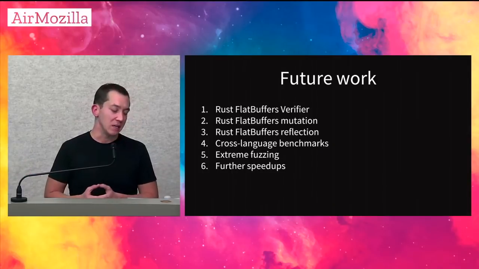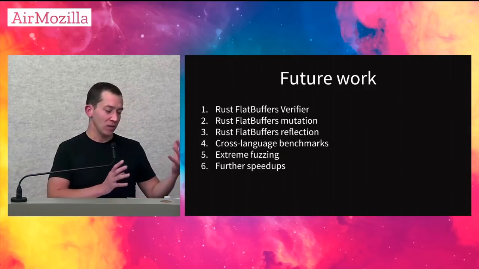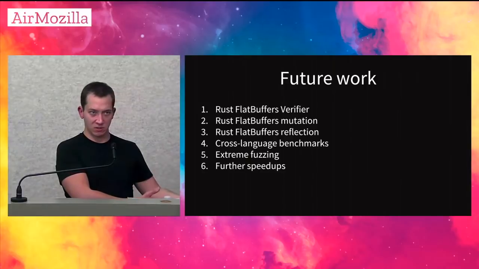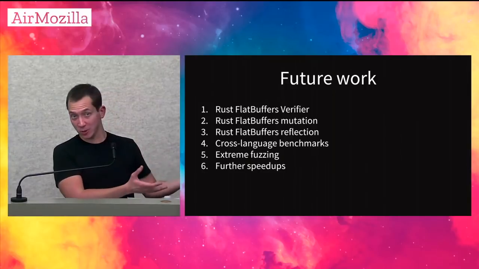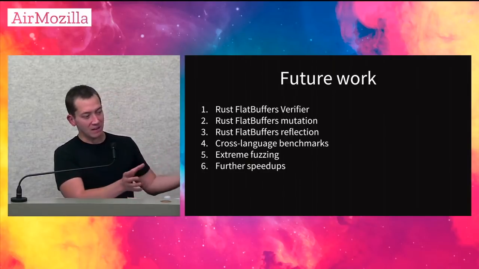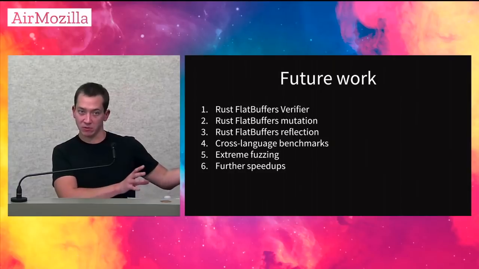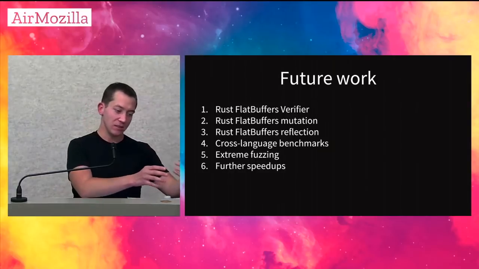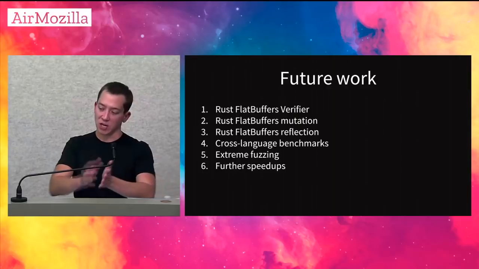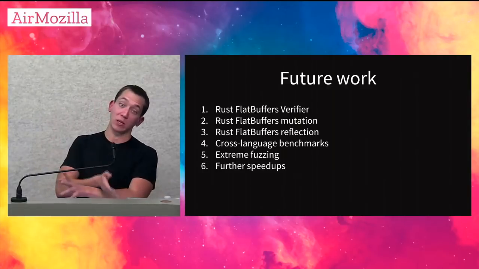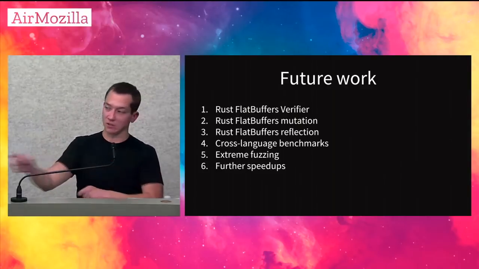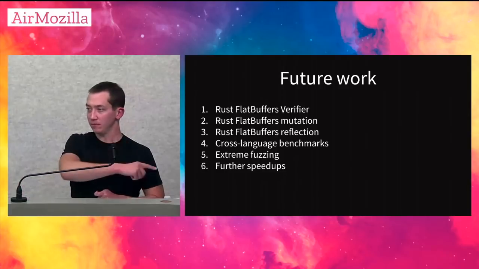Extreme fuzzing would be a situation where we can generate whole Flatbuffer schemas randomly, maybe using QuickCheck. We can generate data that complies with that schema that we haven't seen before, serialize it, deserialize it, and then check that the values we get out are the same as what we put in. And so that would be a complete round trip from write to read.